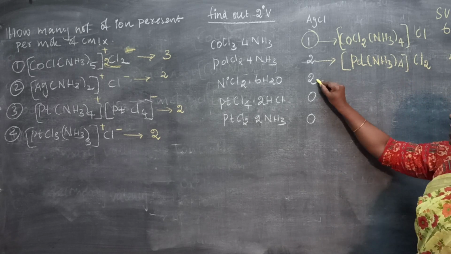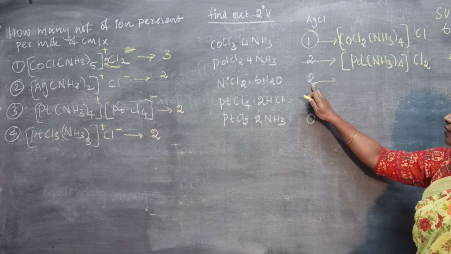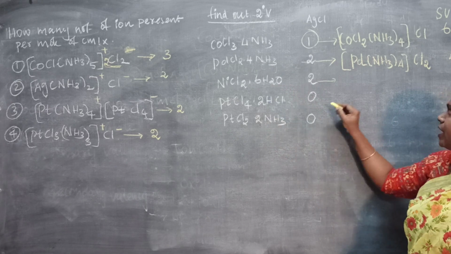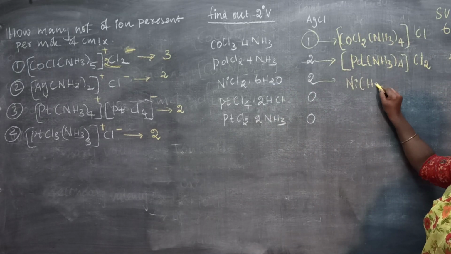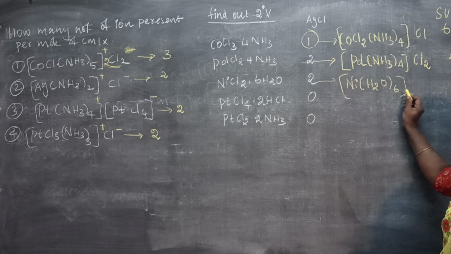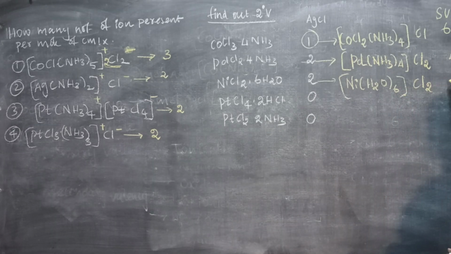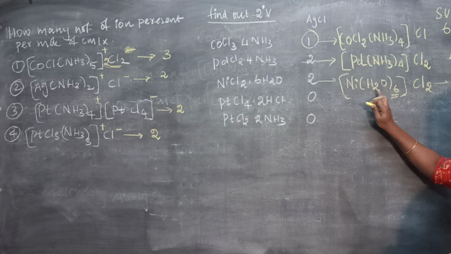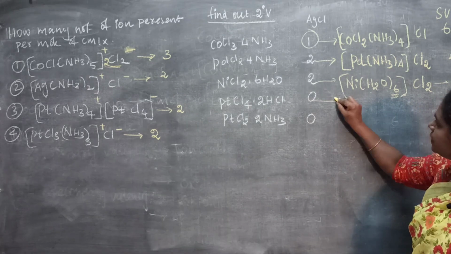Okay, and in this third case, here 2 moles of silver chloride will be precipitated. By using this complex, nickel and H2O 6 times, hexaaqua nickel, and 2 chloride as counter ions. So there are 6 molecules of water, so the secondary valency becomes 6. And let us move on to the next example.